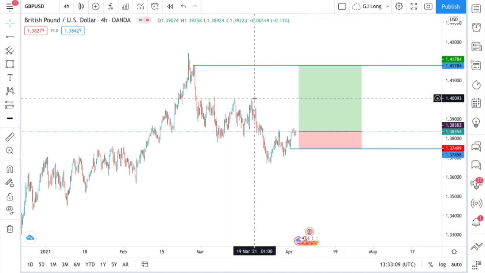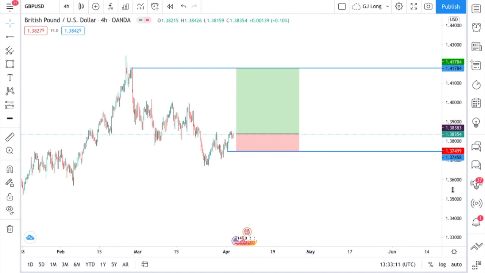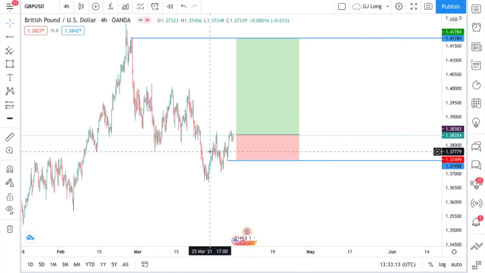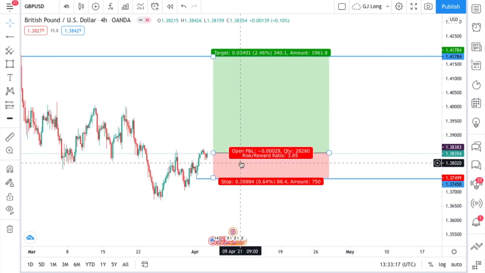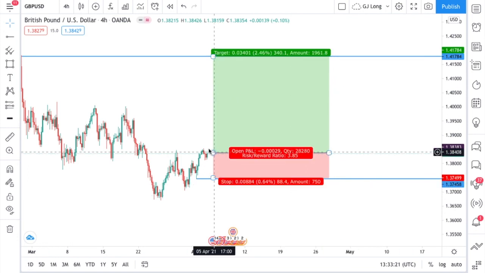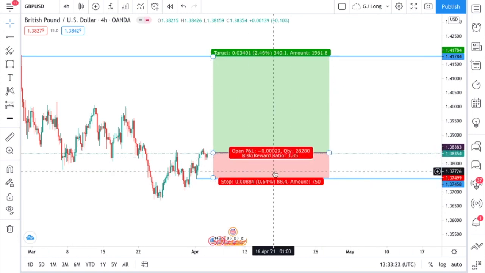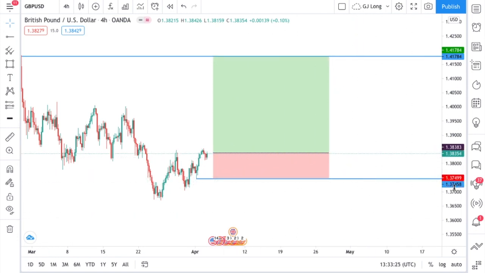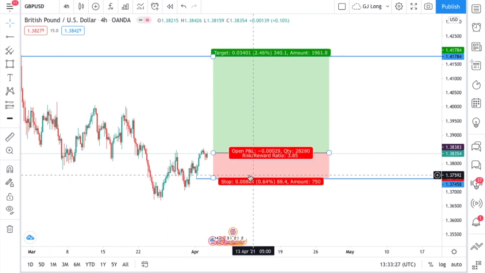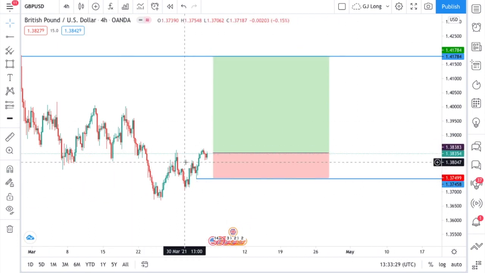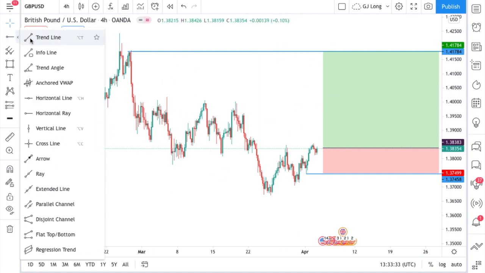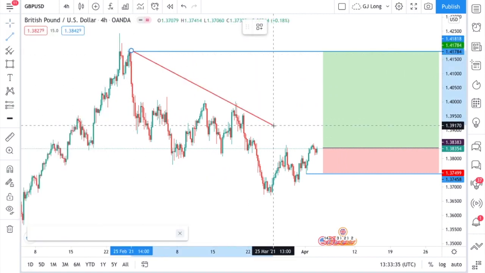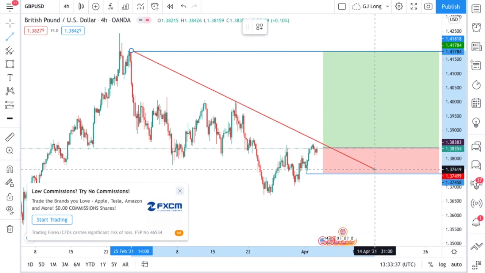Okay, so that's my conclusion on GBPUSD for this upcoming week. This trade will only be invalid if we get a close below this previous low. So if the market moves from where it's at now and closes below 1.37499, then this trade will be invalid. But if the current market structure continues, then we will have great buying opportunities.